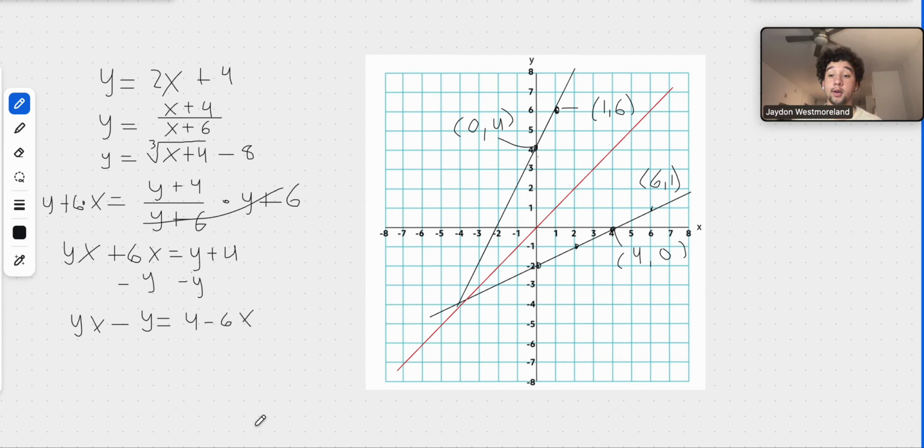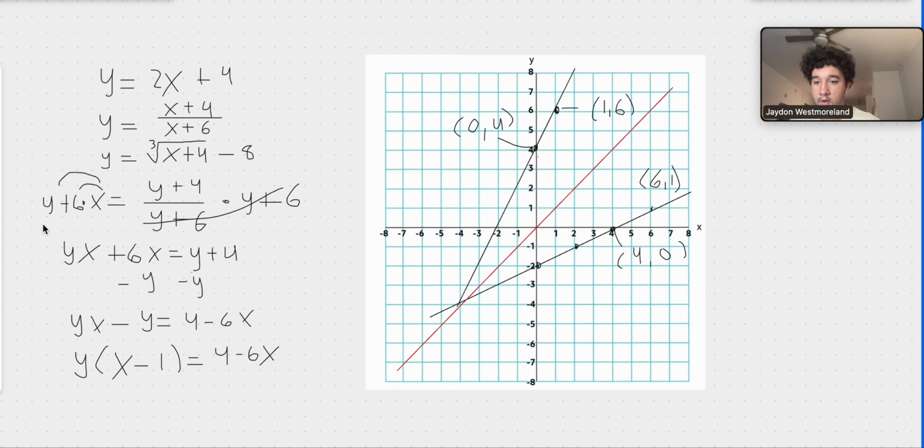Last thing I'm going to do here, I have y terms in both of these. That means I can undistribute. So the same way that I multiplied x to both terms like this, I can divide out y from both terms. So if I divide out y from yx, it just leaves an x. If I divide out y from y, that just leaves a 1, is equal to 4 minus 6x.